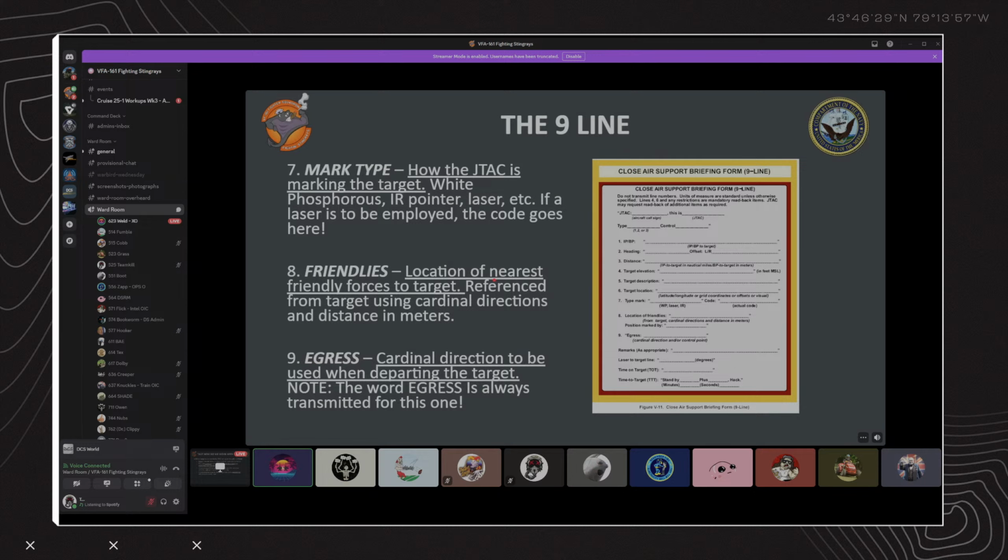Friendlies, location of nearest friendly forces to target, reference from target using cardinal directions and distance in meters. And then also our egress. So the cardinal direction to be used when departing the target. The word egress is always transmitted for this one. So you'll always hear the word egress, and then they'll give you the heading, or the cardinal direction, I should say.